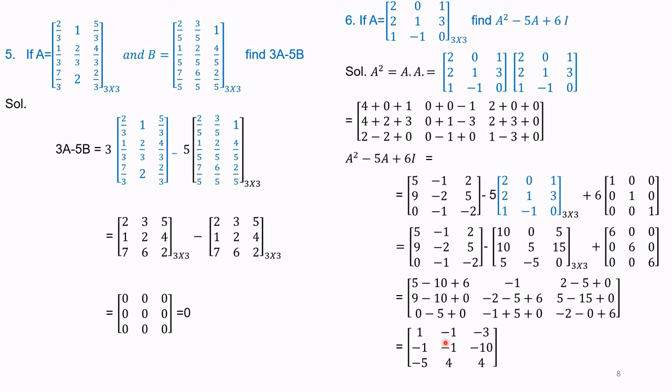So it becomes 1, minus 1, minus 3, minus 1, minus 1, minus 10, minus 5, 4 and 4. This is the value of A square minus 5A plus 6I. That is the answer.